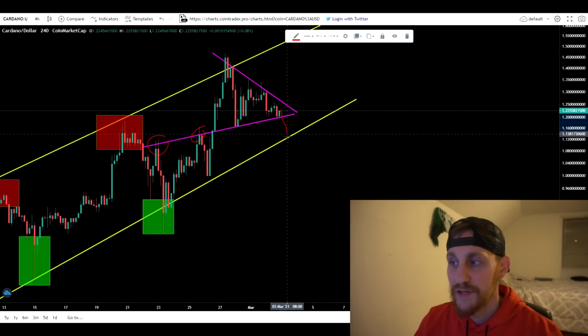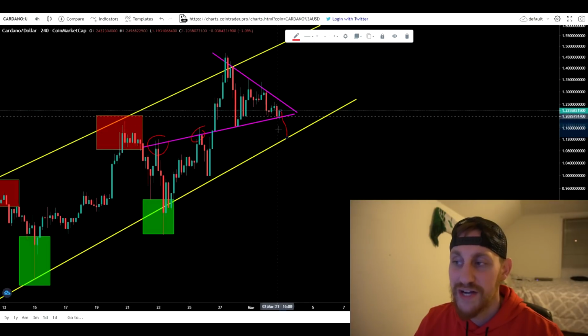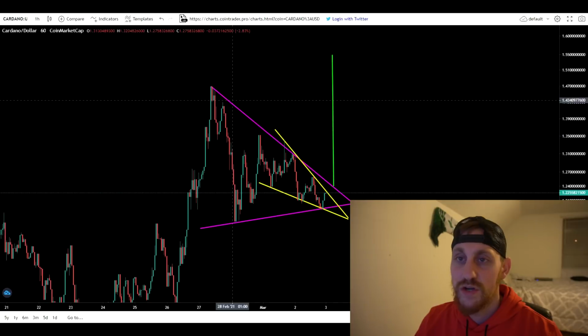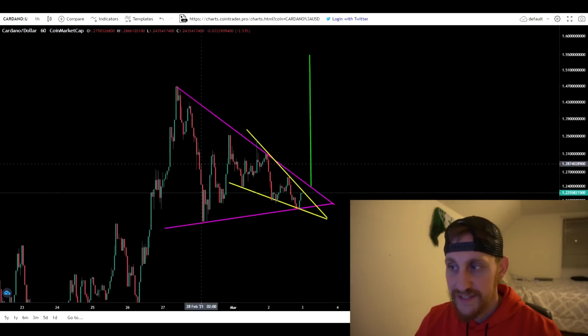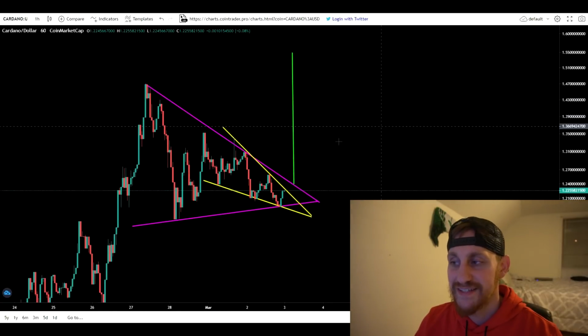If we do, our downside target is probably about $1.12, $1.10, somewhere in that area if we do actually break to the downside of this symmetrical triangle. But let's look at our bullish targets here. So switching on over to the hourly, this is our current symmetrical triangle, right? Just on the hourly, zoomed in so you guys can see better.